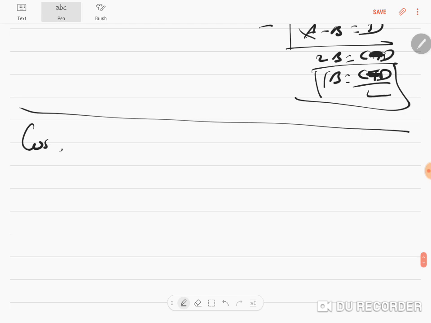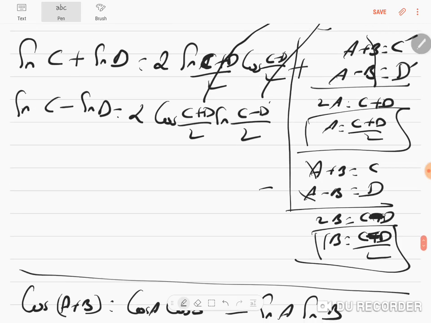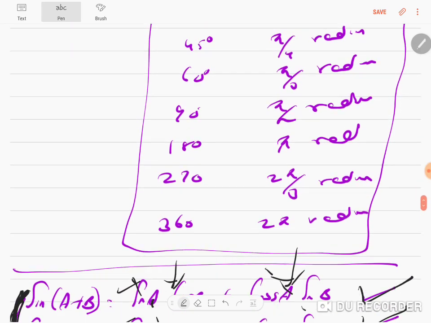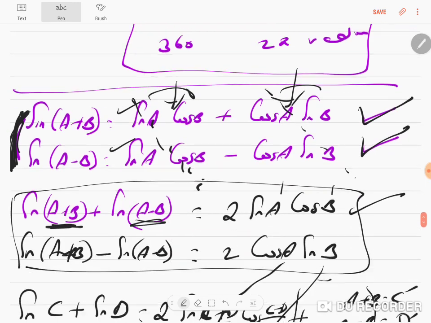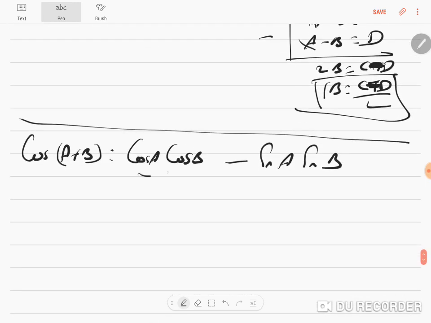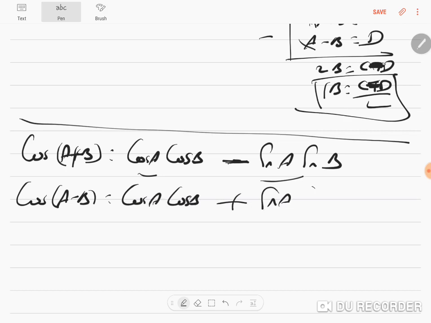What is cos (A plus B)? Cos (A plus B) is cos A cos B minus sin A sin B. Can you see it's quite opposite there? Here you got sin cos and cos sin. Here cos and cos together and sin together, correct? And there is a plus, there is a minus here. Cos (A minus B) is cos A cos B plus sin A sin B.